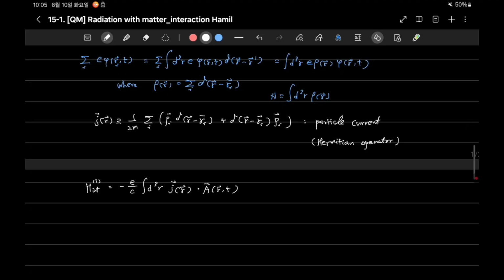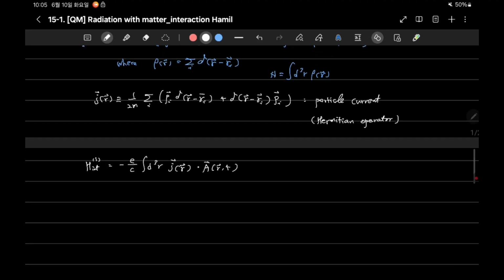Anyway, we should think about this. This current density is the real current, the current velocity in real cases, and the velocity is P over m minus E over mc times the vector potential, because of the gauge transformation. So the current density has two parts.